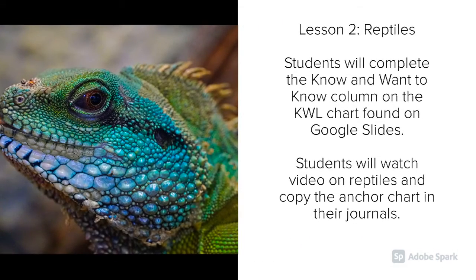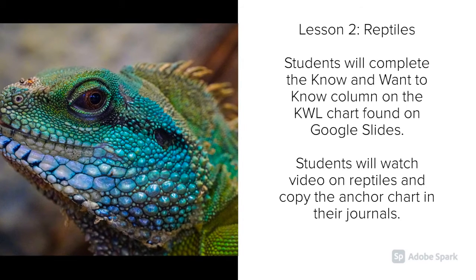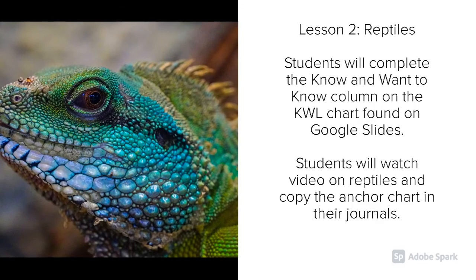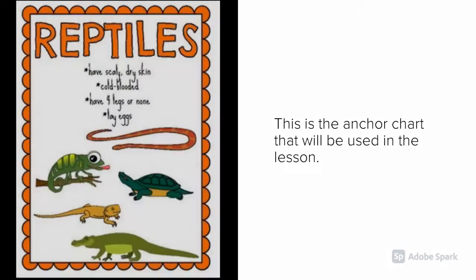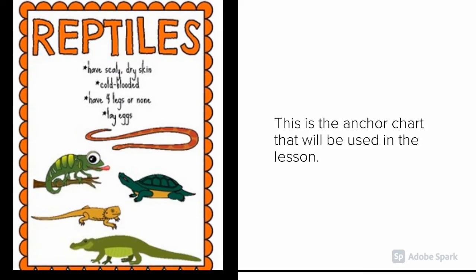On the first day, the students will complete the Know and Want to Know column on the KWL chart. Then they will watch a video on reptiles and copy the anchor chart in their journal. This is an example of the anchor chart that will be provided on the Promethean board.